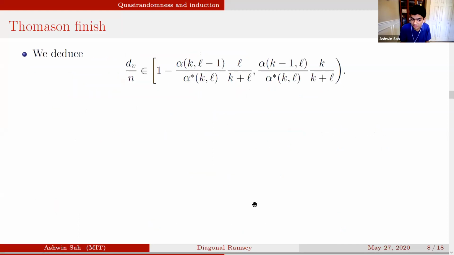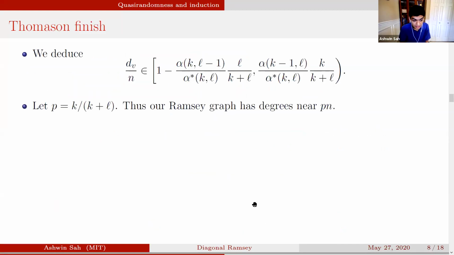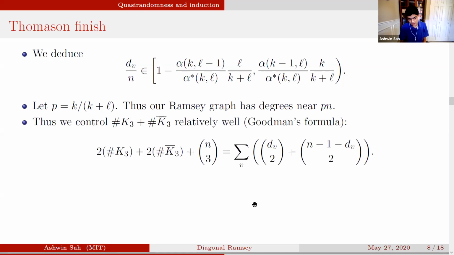So just to recall the degree bound that we had, it'll be convenient to let p equal k over k plus l. So this property is going to tell you, as long as alpha is sufficiently slowly decaying, that our Ramsey graph has degrees that are approximately p times n. So one nice consequence is that since we know all of the degrees to a good amount of precision, we actually can control certain counts.